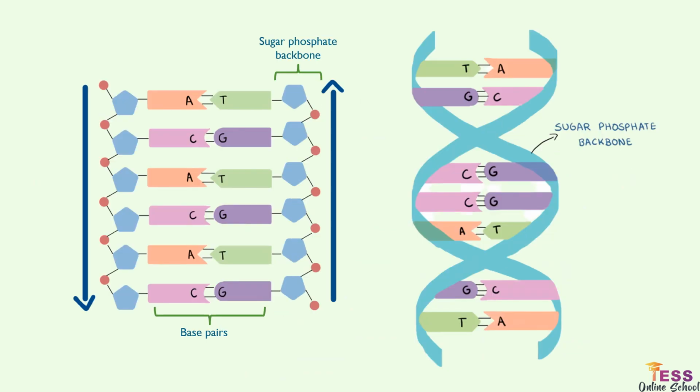So, in the left-hand side diagram, we can see the sugar-phosphate backbone, and we have the base pairs in between with the hydrogen bonds. In the right-hand side diagram, you can see how DNA twists to form the double helix.